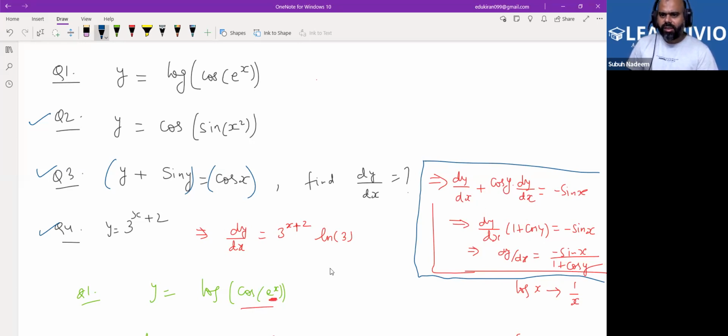In fourth one, there is an important formula that if we differentiate e to the power x, we get e to the power x. And if we differentiate a to the power x, we get a to the power x log of a. So that is what we are getting here. This is ln 3 means log 3. And this power is x plus 2 or x. It is linear. So we keep it like this.